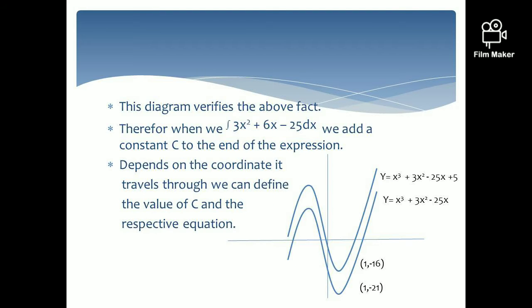From this diagram, we can verify that fact. Therefore, if you integrate 3x squared plus 6x minus 25, you will receive y equals x cube plus 3x squared minus 25x plus 5, or y equals x cube plus 3x squared minus 25x. If it is y equals x cube plus 3x squared minus 25x plus 5, it should travel through the coordinate 1, minus 16. If the answer is y equals x cube plus 3x squared minus 25x, it will travel through the coordinate 1, minus 21.